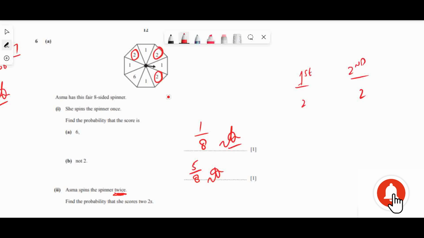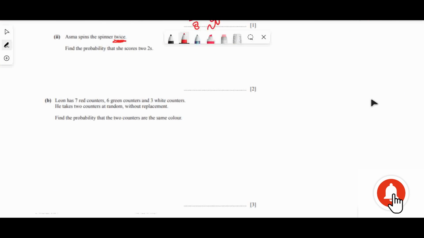For the first time, the probability of getting 2 will be equal to, we can see that in total we have three 2s. So this will be equal to 3 by 8 multiplied by 3 by 8, because for both times they must get 2. If we simplify it, this will be equal to 9 by 64. This will be the final answer for the second part. Let's move to the B part.